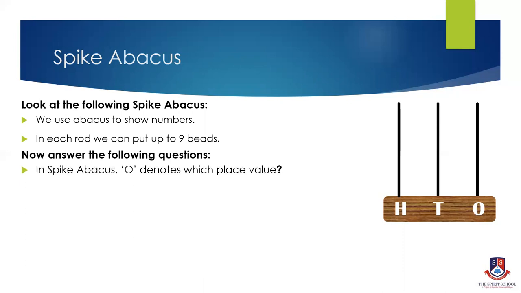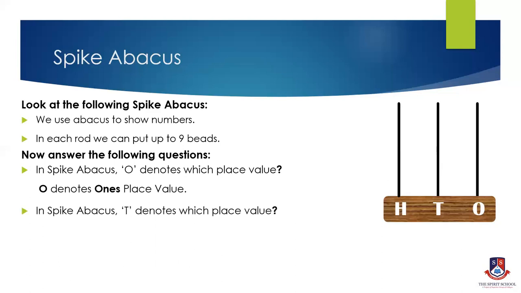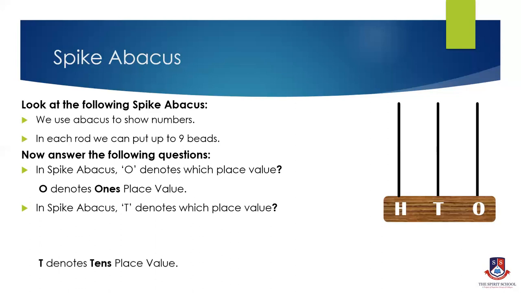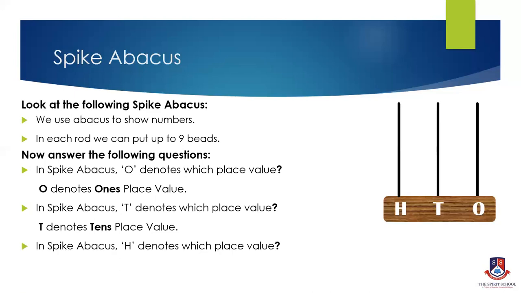So can you tell me the spike which is denoted by letter O represents which place value? Yeah, the place value represented by the spike denoted by O is ones place value. Now move on to the next question. In spike abacus, T denotes which place value? The letter T represents the tens place value, and similarly the H denotes which place value. Here is the third spike, which is represented by H. So the positional value which is represented by H is hundreds place value.